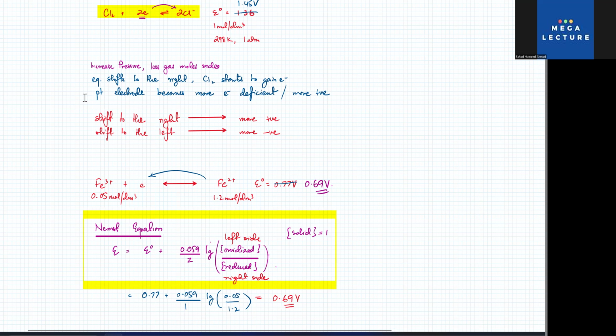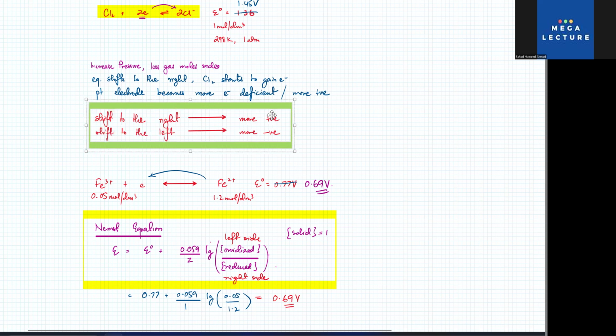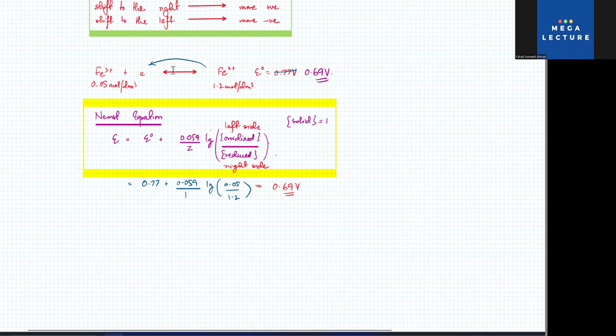So keep this in mind: if the equilibrium shifts either to the right or to the left, the electrode potential value will change. It will become more positive or more negative.